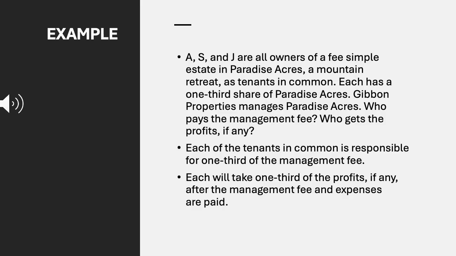Example: A, S, and J are all owners of a fee simple estate in Paradise Acres, a mountain retreat, as tenants in common. Each has a 1/3 share of Paradise Acres. Gibbon Properties manages Paradise Acres. Who pays the management fee? Who gets the profits, if any? Each of the tenants in common is responsible for 1/3 of the management fee. Each will take 1/3 of the profits, if any, after the management fee and expenses are paid.